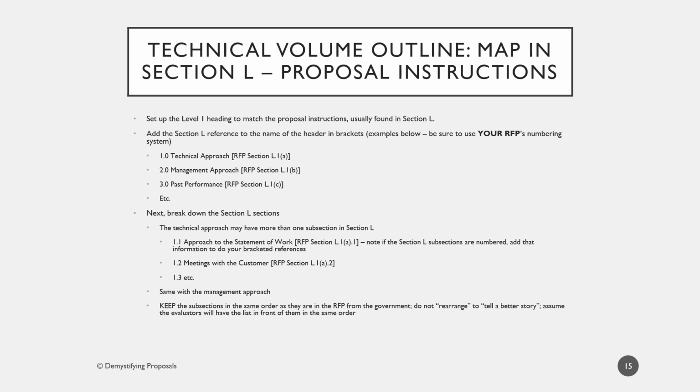Note, if the section L subsections are numbered, add that information to your bracketed reference. So, for example, 1.1 might be approach to the statement of work, and then the RFP reference includes the .1 that is included in the proposal instructions. And then section 1.2 might be meetings with the customers. And note that we also changed the section L reference to match that second level of heading.